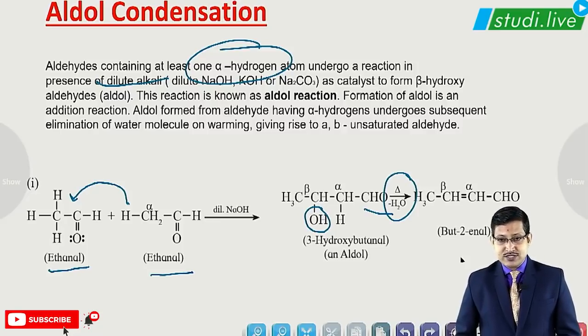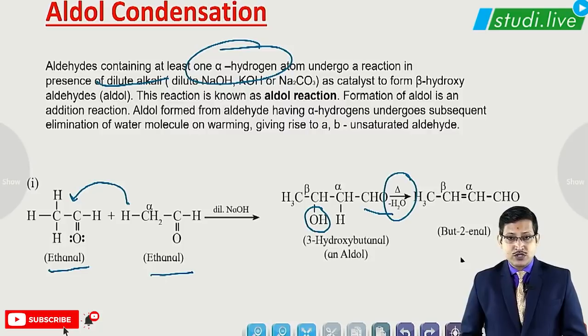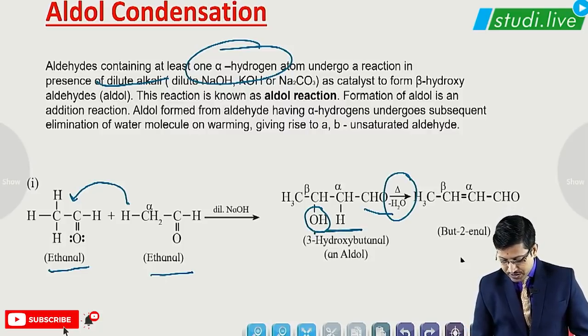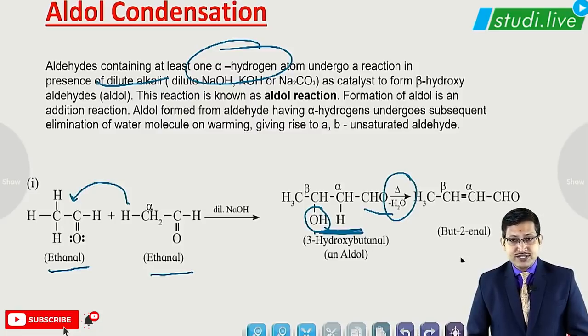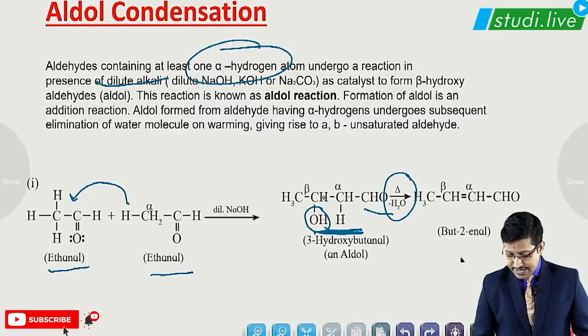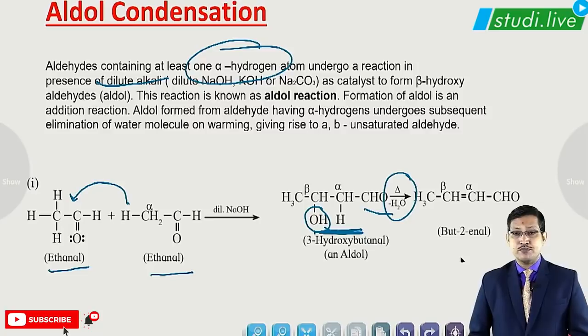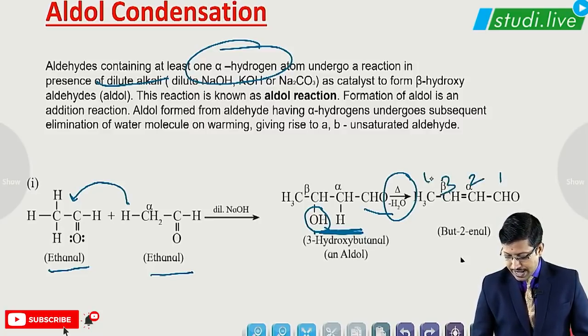Next reaction is the removal of a water molecule. Now when water is removed from this, what do I get? CH3 as it is, CH, because this OH is eliminated. No, I have only CH. So CH3, then CH, then again one more CH, and finally CHO. In this compound, this is the first carbon, this is second, this is third, and this is fourth.